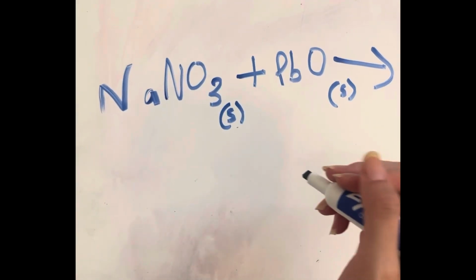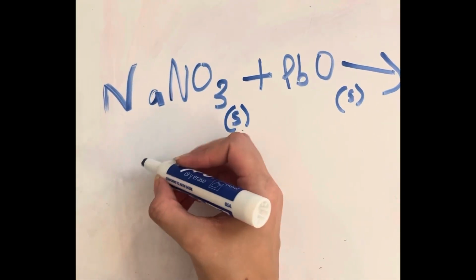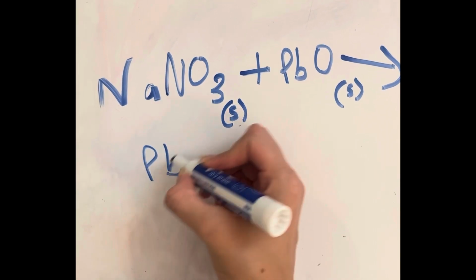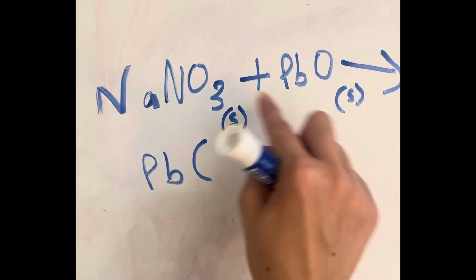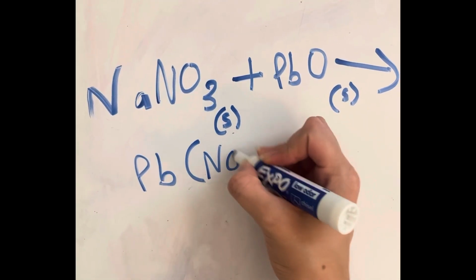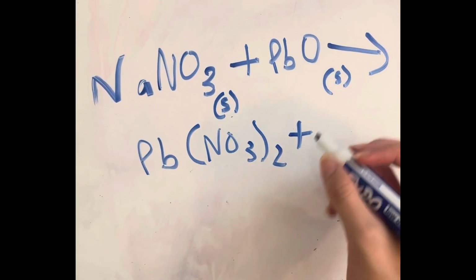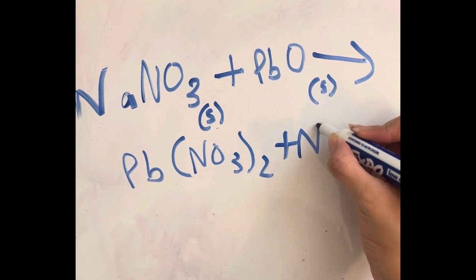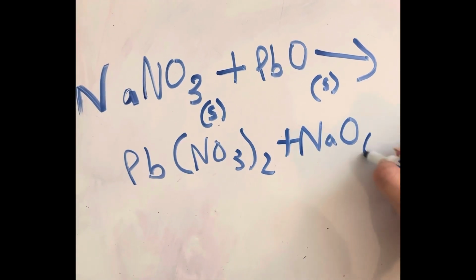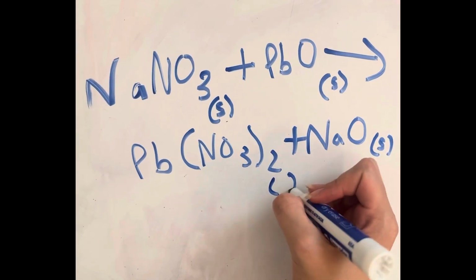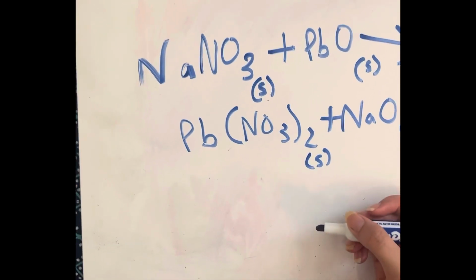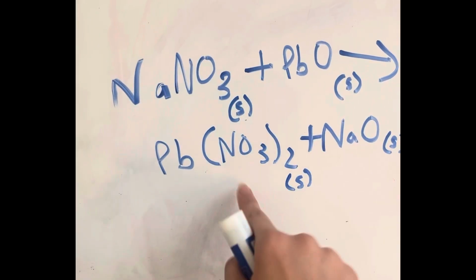So to start this off, I'm going to write Pb, because we're just combining them sort of. Pb, and then NO3, 2. And if you don't know why I'm doing that, I'm going to explain that in a second. And then NaO, which would be solids as well, if those other two are solids.